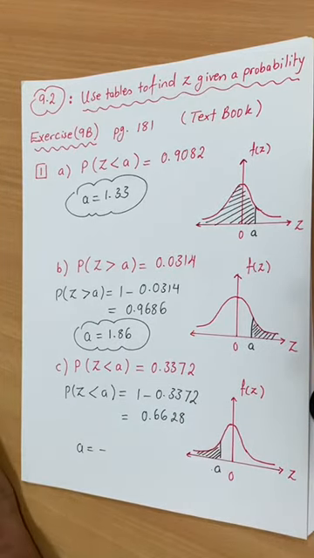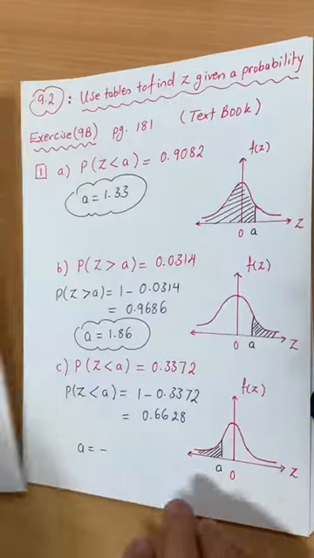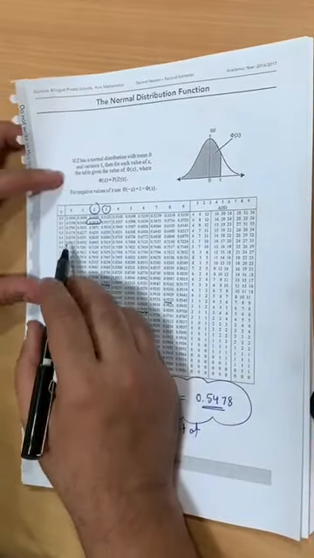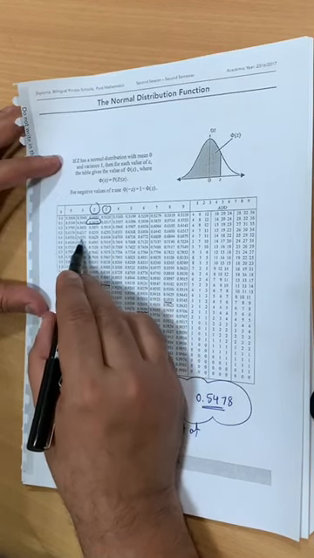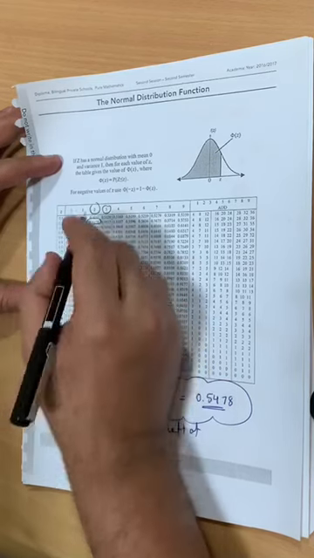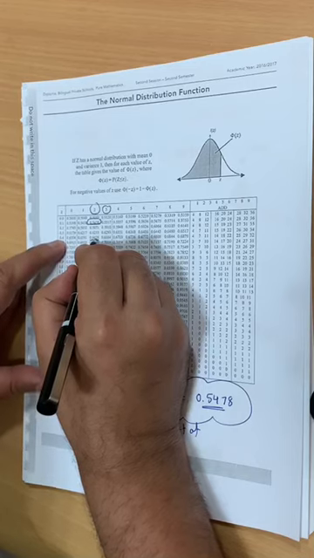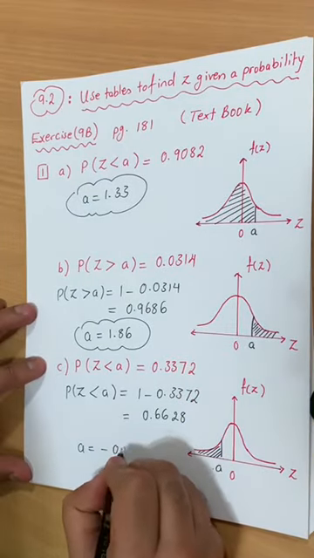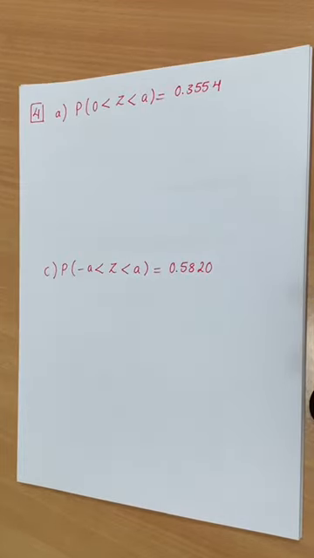Then A equals negative. Now we have to find the corresponding value of Z from the table, 0.6628. This is 0.6628, and the corresponding value of the Z is 0.42. So negative 0.42. Number 4, A. Area enclosed between two values, one of them is 0.